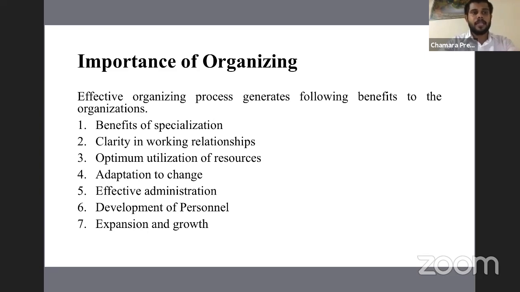And development of personnel. That is something related to the benefits of specialization. When we have one particular job to be done and you get an overall knowledge about that task, you get some kind of specialization. And when you have a proper structure, you know the next step you have to get into in your career ladder, right? So you have a clear idea. You can see what's happening in the organization. So this is the next step, and I have to work for that.